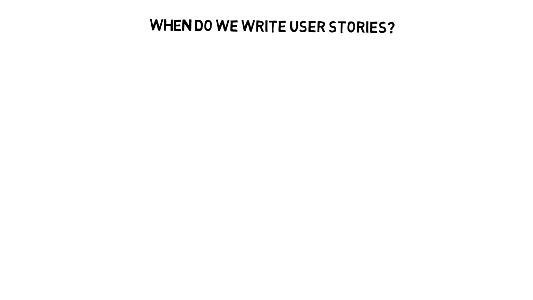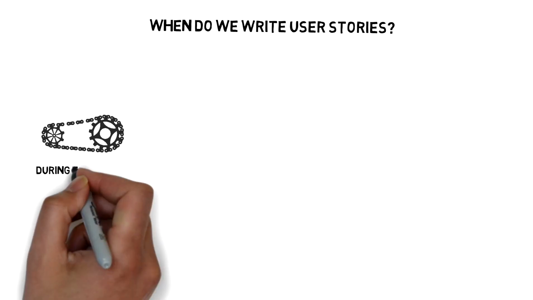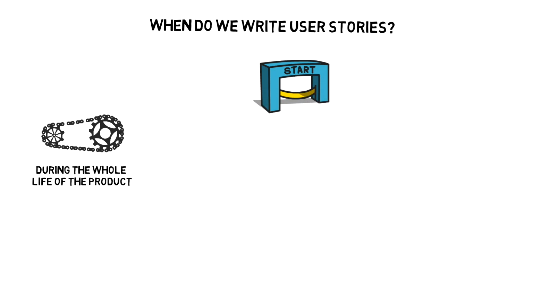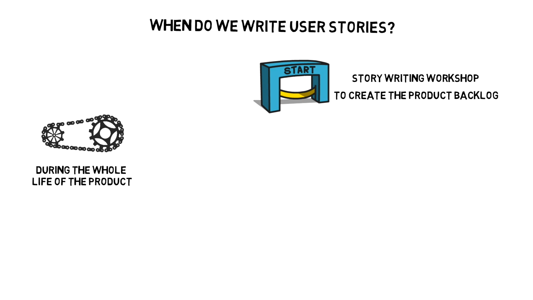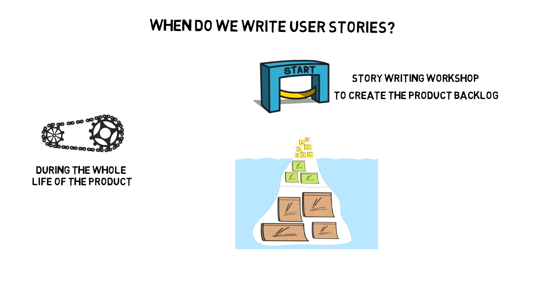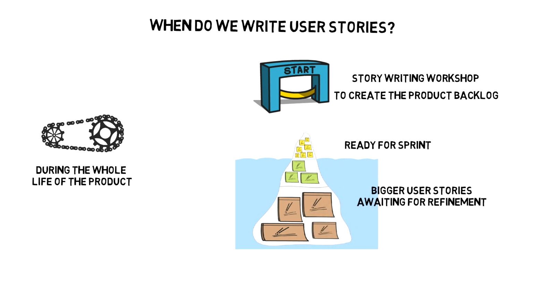Finally, when do we write the user stories? User stories are written during the whole life of the product. Usually, a story writing workshop is held at the start. The team members will participate with the goal of creating a product backlog that describes the functionality to be added over the course of the product development. Some of these user stories will be big ones that will later be split into smaller ones that can fit into a single iteration. On top of that, new user stories can be written and added to the product backlog at any time and by anyone.